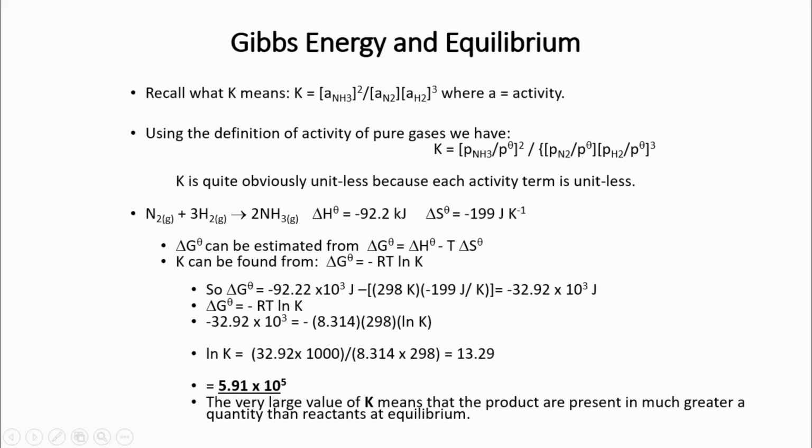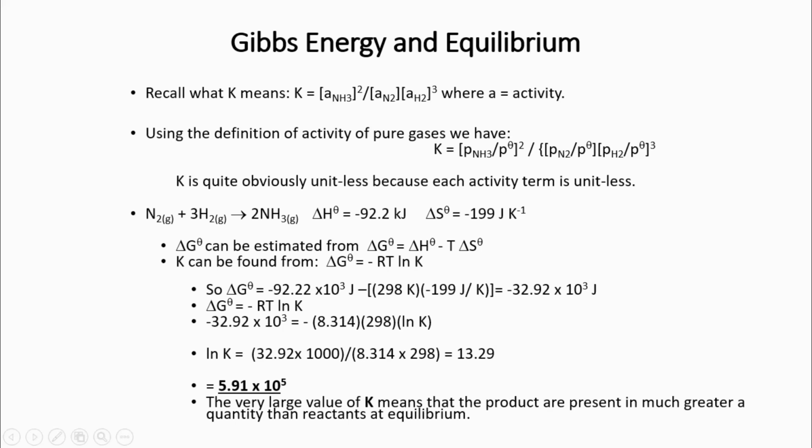Now, using that first equation, delta G is equal to delta H minus T delta S, we can calculate the standard free energy change for the process, which is minus 32.92 times 10 to the 3 joules. Now, back to the Boltzmann relationship. We could use that to find K, which is the unknown in this equation.